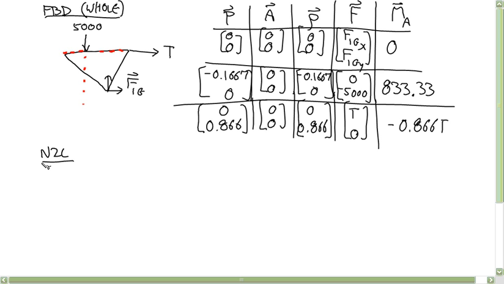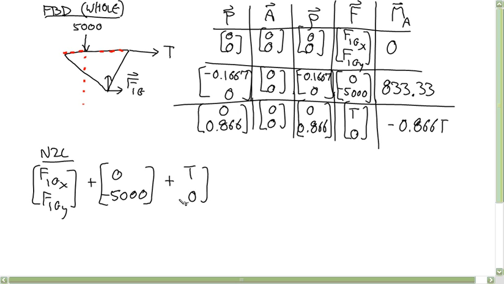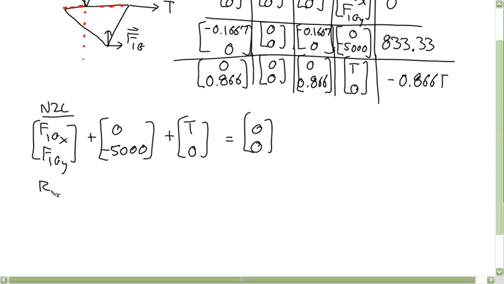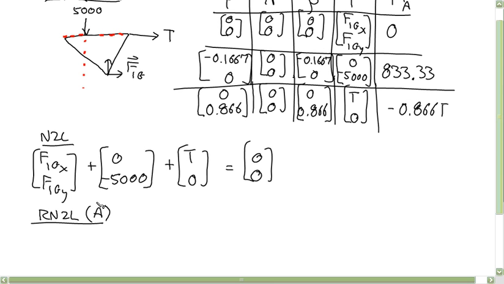Newton's second law says F1gx, F1gy plus 0, negative 5,000, plus T, 0 is equal to zeros. And the rotational equation says 833 minus 0.866 T is equal to 0.